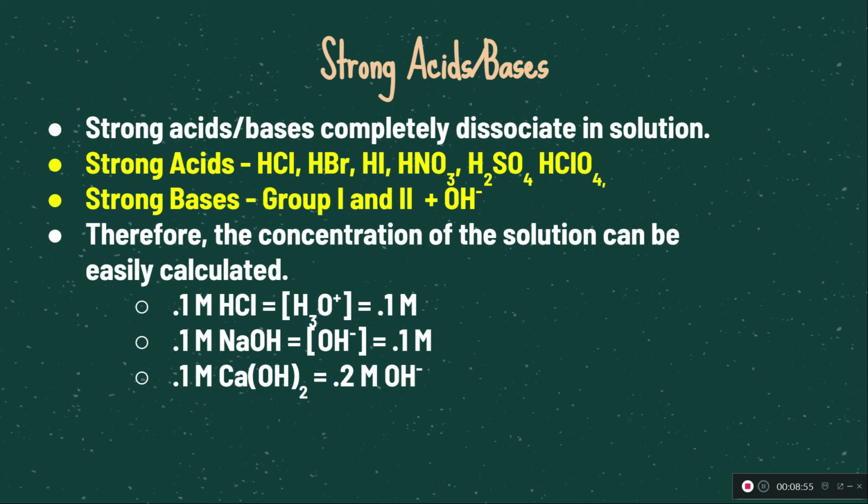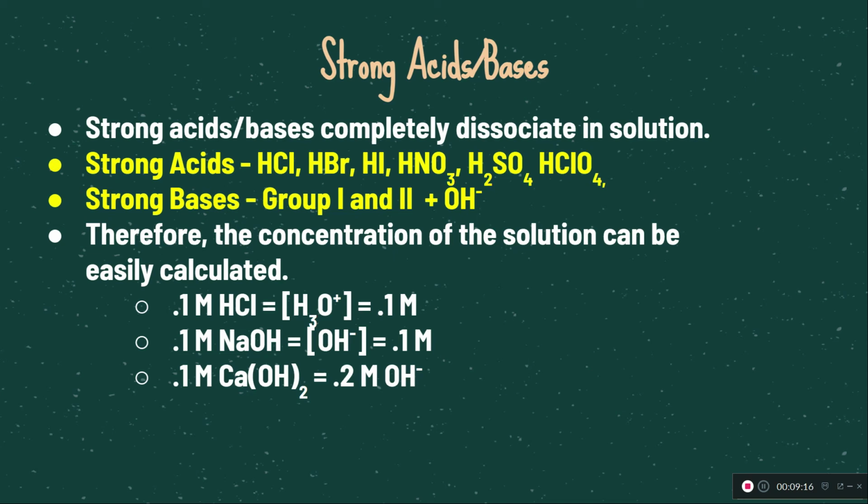Your strong acids include hydrochloric acid, hydrobromic acid, hydriodic acid, nitric acid, sulfuric acid, and perchloric acid. Your strong bases include groups 1 and 2, that is your alkali metals and alkaline earth metals, plus your hydroxide ions. Therefore, the concentration of the solution can be easily calculated.